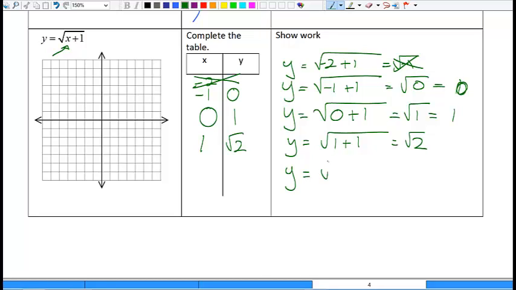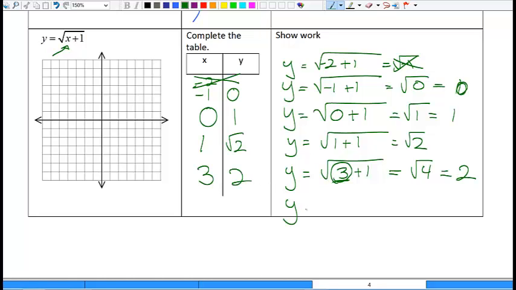So I guess what I'm looking for is what value here plus 1 adds to a perfect square. Well, the next perfect square I know of is root 4. So what value here can add to 1 to get the square root of 4? And I think the answer there is 3. So if I plug in 3, the square root of 3 plus 1 is 4, and the square root of 4 is 2.